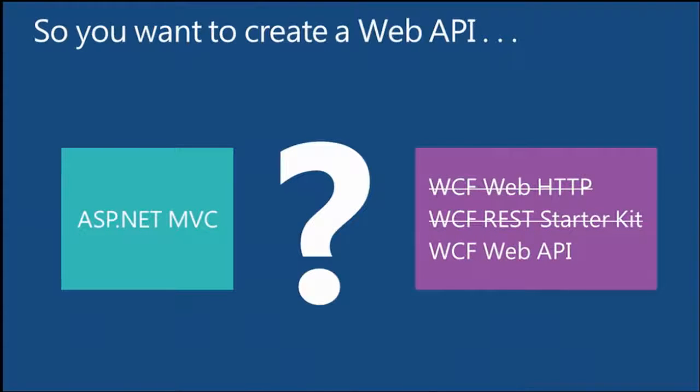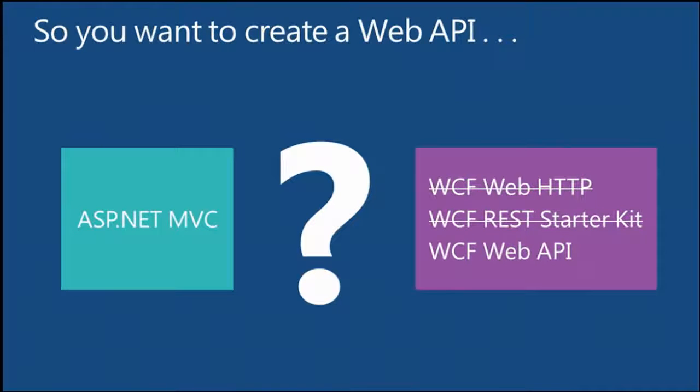On the WCF side of the house, starting in .NET 3.5, we started building the WCF Web HTTP programming model, where you could take your WCF services and you could add URI templates to them. You could configure a binding that would let you not do SOAP, but just do raw HTTP. There were a couple of out-of-band efforts also on the WCF side. There was the REST starter kit. Maybe some of you remember that. That pioneered a lot of ideas around how we might build a Web API framework.